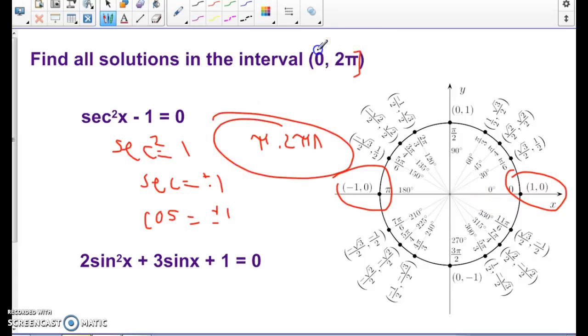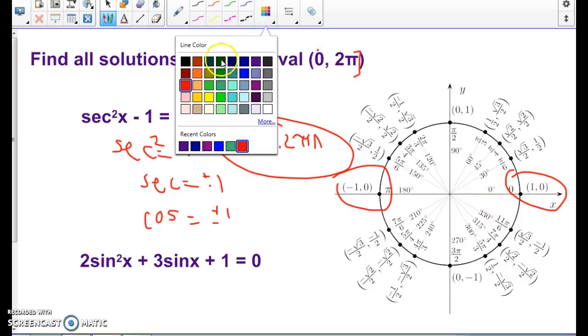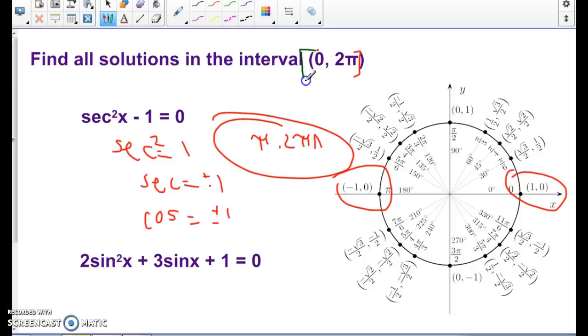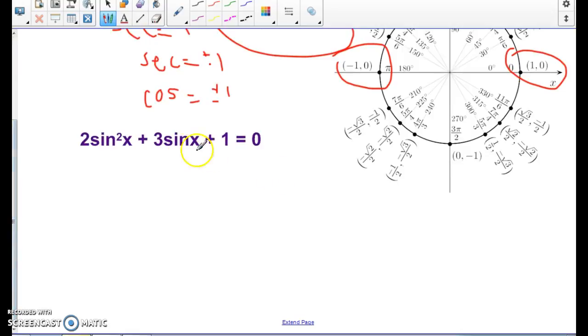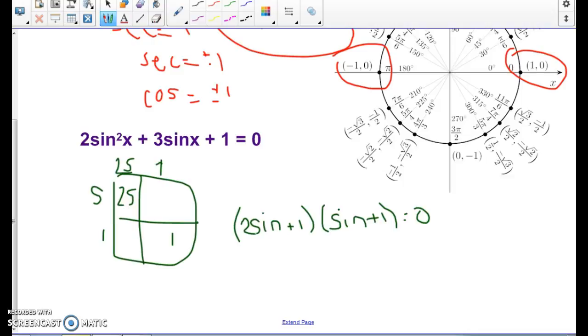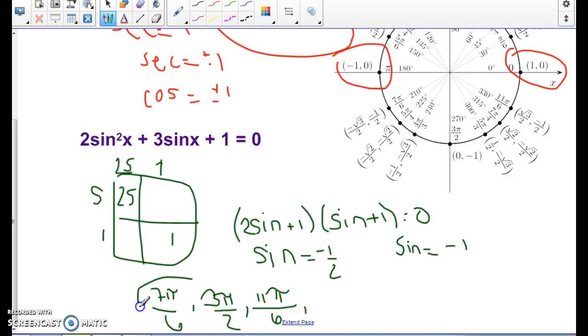This answer would change if the bracket were on the other side. Let's just do that for a second. Say this was a bracket and this was a parenthesis. My answer would be pi and 0. All right, I think this is going to be the finale. Let's factor this guy up. Then we're going to set it equal to 0. And I just list my answers with nothing added to it because it's on an interval. That's it.